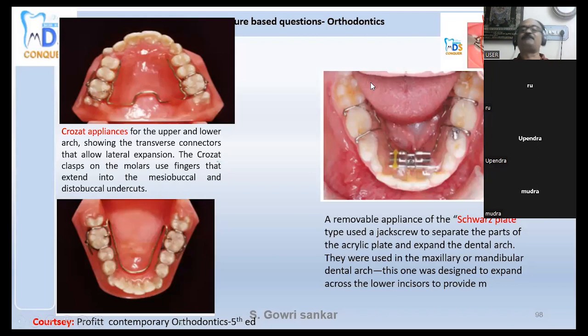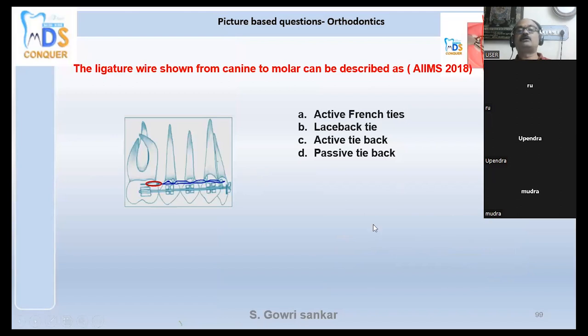Of course, any type of slow maxillary expansion, whether it's given in the maxillary or mandibular arch, is called a Schwarz plate. Don't confuse. Your simple Hawley appliance, which is used for slow maxillary expansion and is a removable one, is called your Schwarz plate. A split plate, Schwarz plate, anything. Try to remember the difference between the Crozat appliance and the W appliance, because once the W appliance is there, there are chances of being given the Crozat appliance. Little bit of points will go a little bit deep.